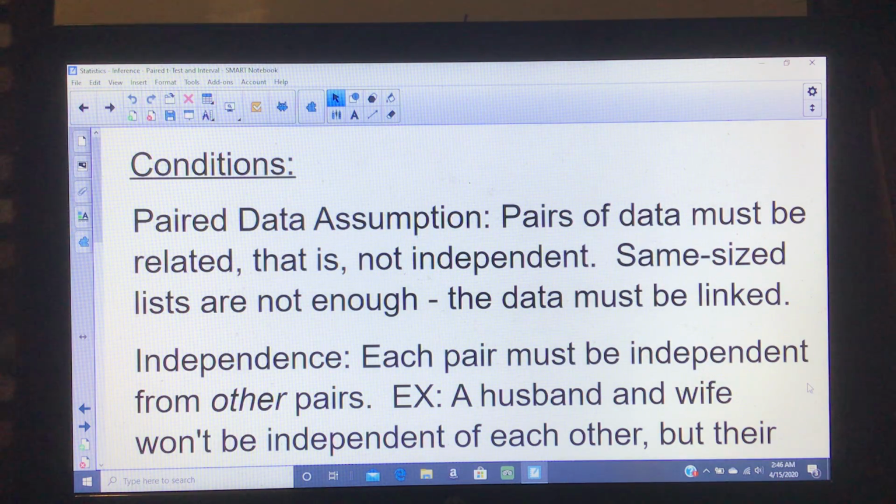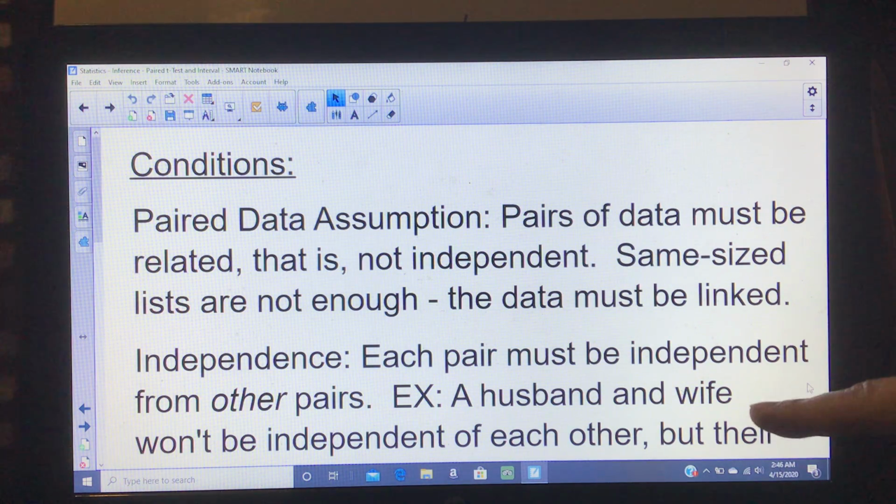It's basically if our data is not independent, so that's what it says here, pairs of data must be related, that is not independent. And same size lists aren't enough. Be careful if you're taking the exam that just because lists are the same size doesn't mean that they're paired data. You can have independent things that we just happen to take the same sample size out of. But paired data will be the same length. But make sure that the data is linked in some way. So, for example, like the tennis pairs, they're linked together. Or the befores and afters, they're linked together. So long as you have paired data, you can use this procedure called the paired t-test or paired t-interval.